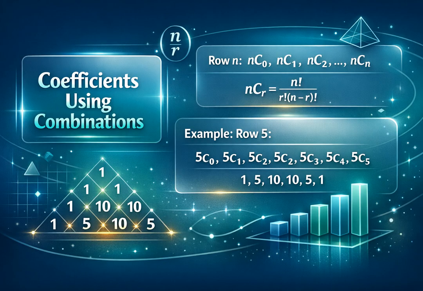We can express Pascal's triangle using combination notation. Row n contains nC0, nC1, nC2, all the way to nCn. Remember, nCr equals n factorial divided by r factorial times (n minus r) factorial. For example, row 5 gives us 5C0, 5C1, 5C2, 5C3, 5C4, 5C5, which equals 1, 5, 10, 10, 5, 1.